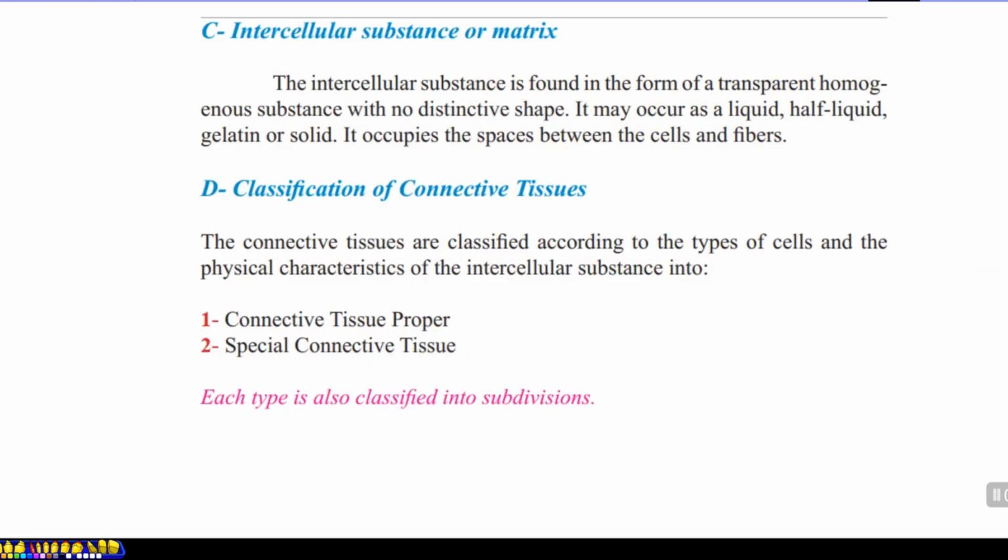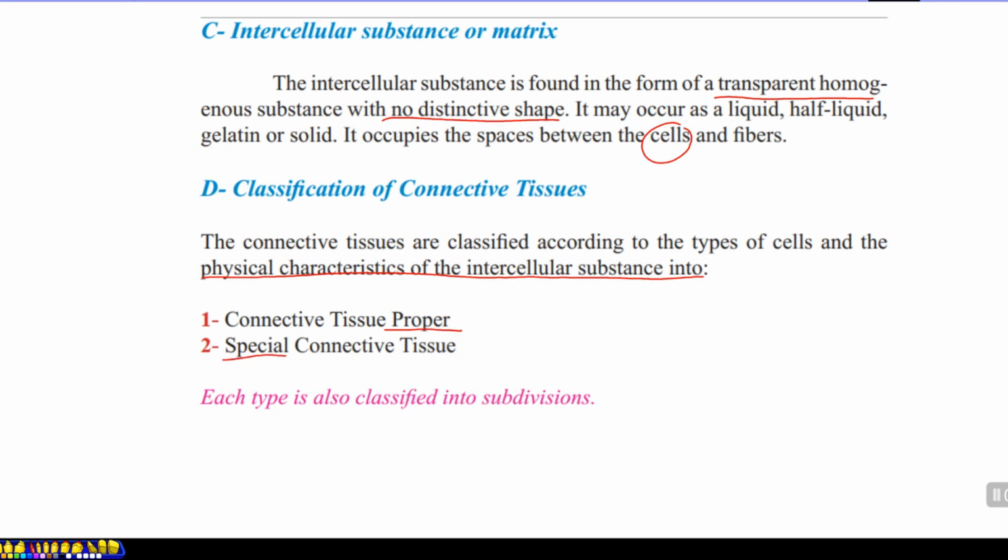Intercellular substance or matrix of connective tissue is found as a transparent homogeneous substance with no distinctive shape. It may occur as a liquid, half-liquid, gelatin, or solid according to the type of cell. And we remember we said classification of connective tissue is according to the kind of cells, fibers maybe, and also depends on the physical characteristic of intercellular substance, into two types: the connective tissue proper or connective tissue special.